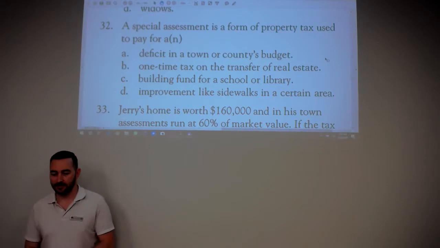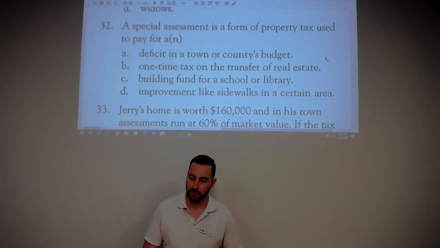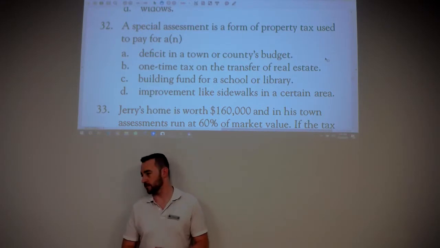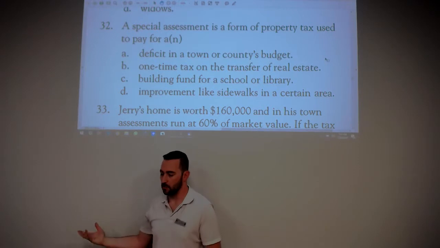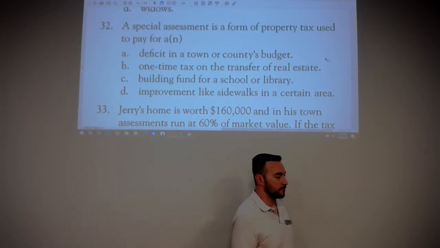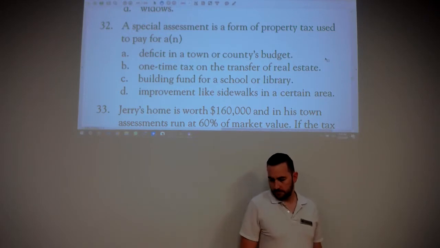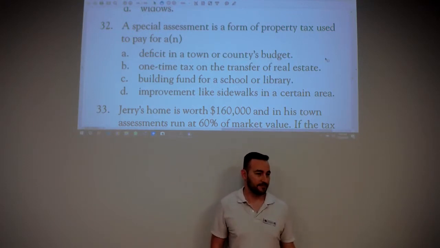So special assessment is also improvement taxes, but that's public improvement. It's not the improving of your property, it's public improvement. So, like the answer D says, sidewalks, street lights. Because the school and library, that's general tax. It says building fund. Right, yeah, okay?